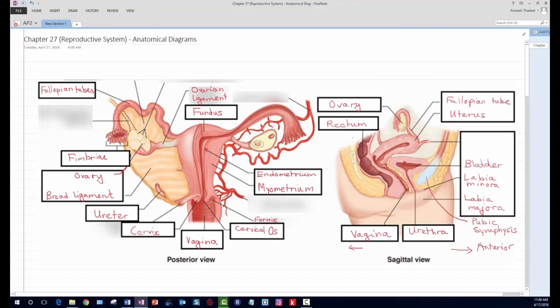So this hopefully gets you a better view of the organization of the various structures in the pelvic cavity as related to the female reproductive system. So please also view the other diagrams in the textbook, in the slides, wherever else you might find them. There are several other diagrams posted on Blackboard in chapter 27, so please have a look at them as well in terms of the female reproductive system.